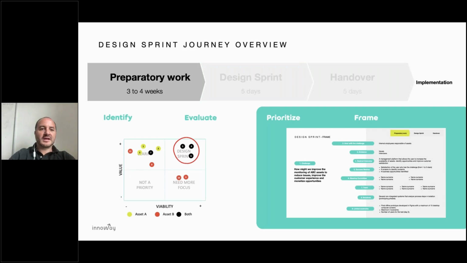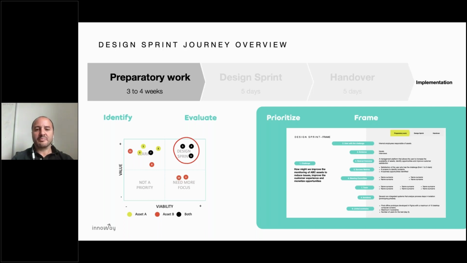So let's look at the preparatory work. During the preparatory work, we focus on identifying the challenge or challenges that will have a bigger impact on the organization and at the same time are viable for a design sprint. This includes certain interviews, internal workshops, and further data management, gathering and analysis.